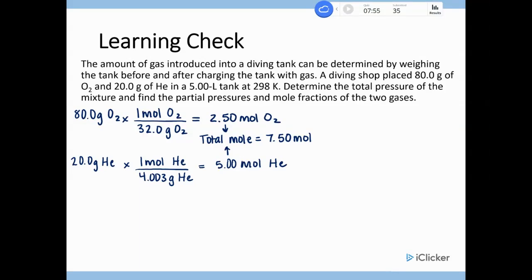Now you might have taken different steps at this point. You could do a couple of different things. We'll start with finding mole fractions. So we already know moles of oxygen and total moles. So we'll find mole fractions of each gas. So the mole fraction of O2 is equal to the moles of O2, so 2.50 moles, divided by total moles, 7.50. So the mole fraction for oxygen gas is 0.333. Again, no units because we're taking moles divided by moles.